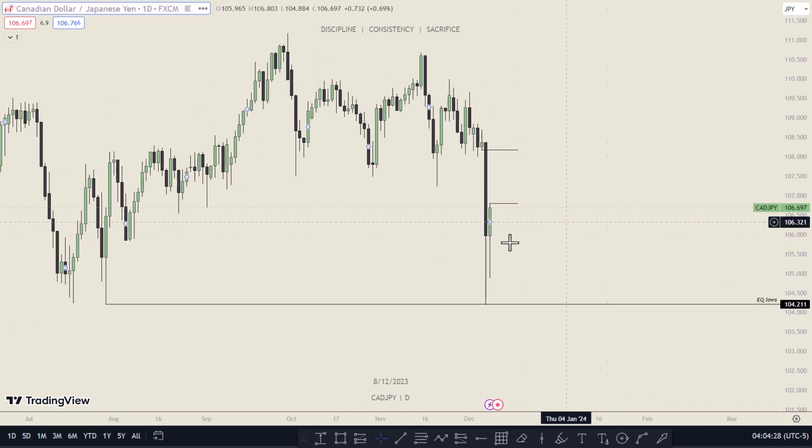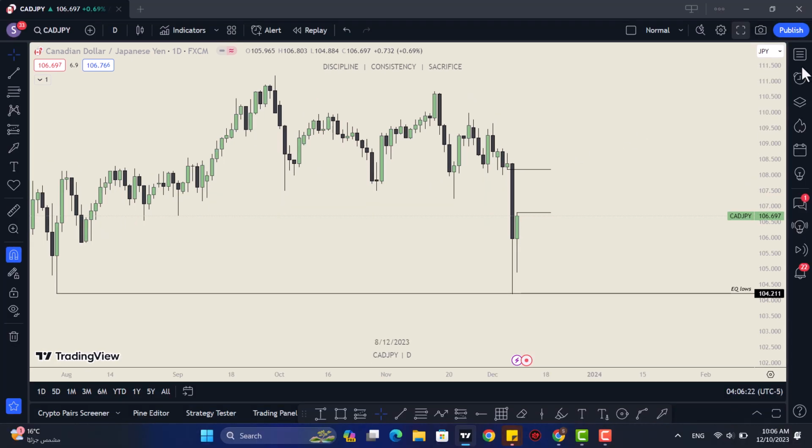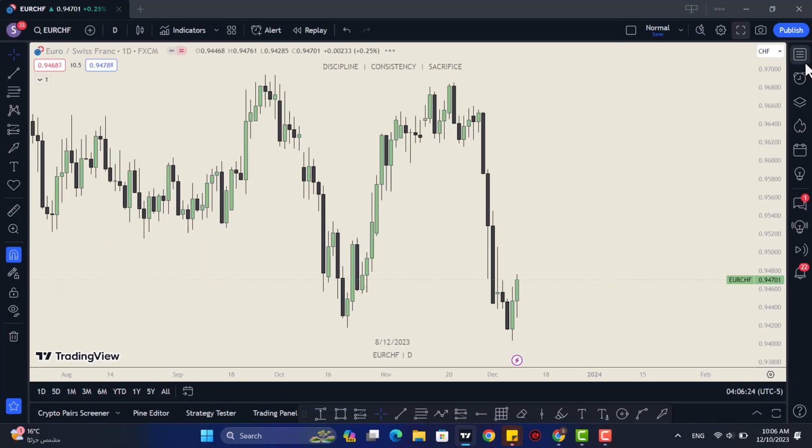So I'm interested in a move to this fair value gap. So what I need to see is returning to this fair value gap right here, and a 1-hour change in state of delivery or market structure shift or any reversal pattern, and then waiting for the lower time frame to align. Now let's move on to the last pair, which is the euro against the Swiss franc, right?